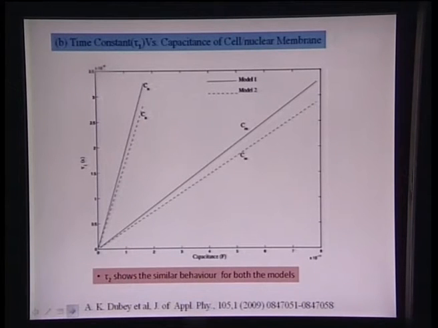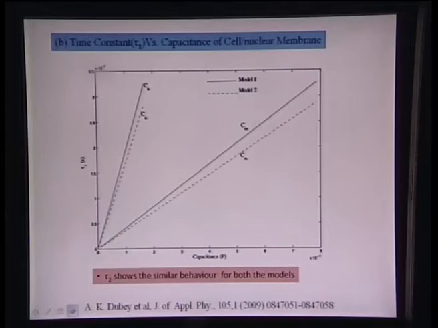The other important variable in this analysis is the capacitance. If you change the capacitance of the nucleus or nuclear membrane, or the capacitance of the cell membrane, in both cases, in model 1 let us say, you see a steep increase in the time constant with the capacitance values.